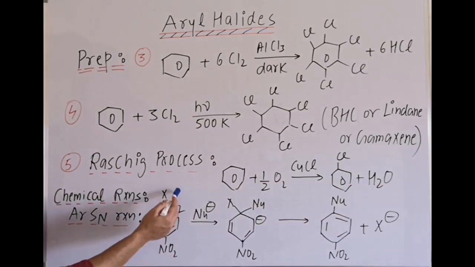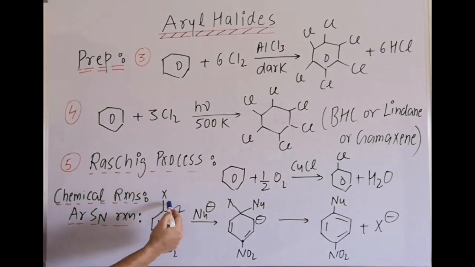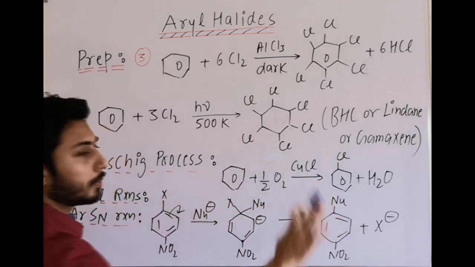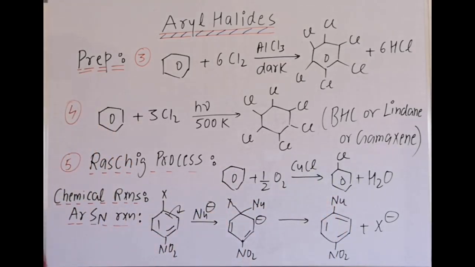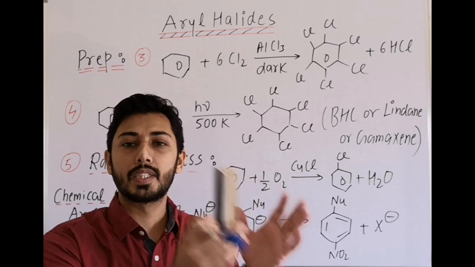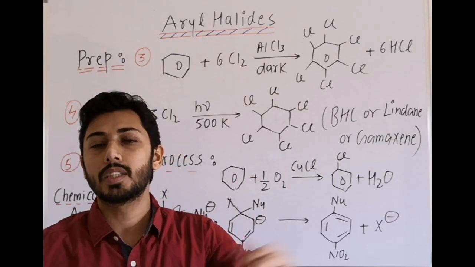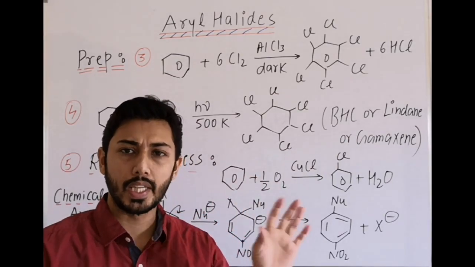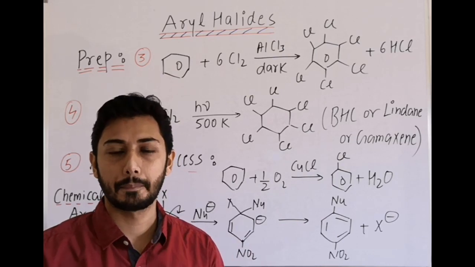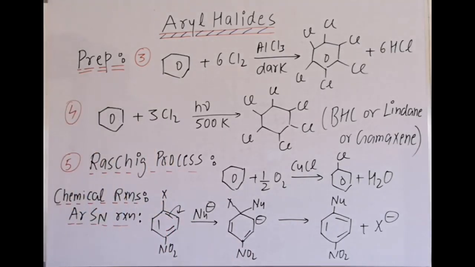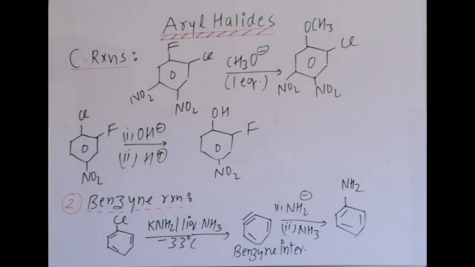In short, in place of the halogen, the nucleophile comes in, that is simply a nucleophilic substitution reaction. The first step is addition, the second step is elimination of the leaving group, that is the addition-elimination pathway. Clear? Now next is an example of the Ar-SN reaction.